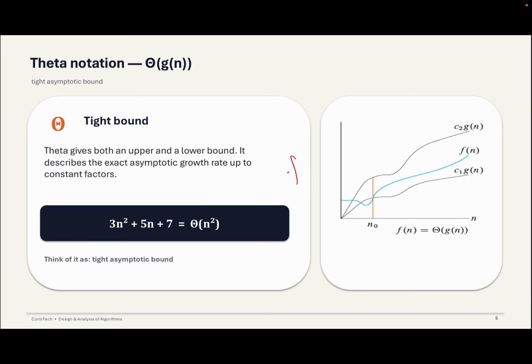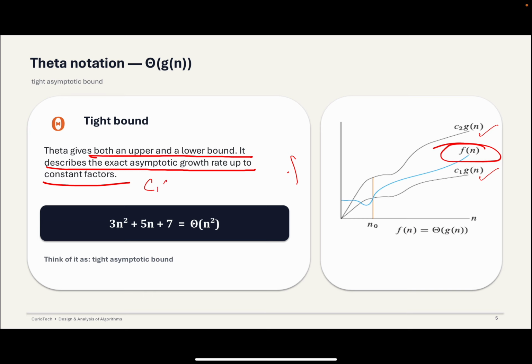So, this notation is the average bound or the tight asymptotic bound. Theta gives us both an upper bound and a lower bound. It describes the exact asymptotic growth rate up to constant factors. Now, see here, there are two referential growths, and in between those referential growths there is your actual growth. So, if we want to compare it, that means C1Gn is less than or equal to Fn and Fn is less than or equal to C2Gn.